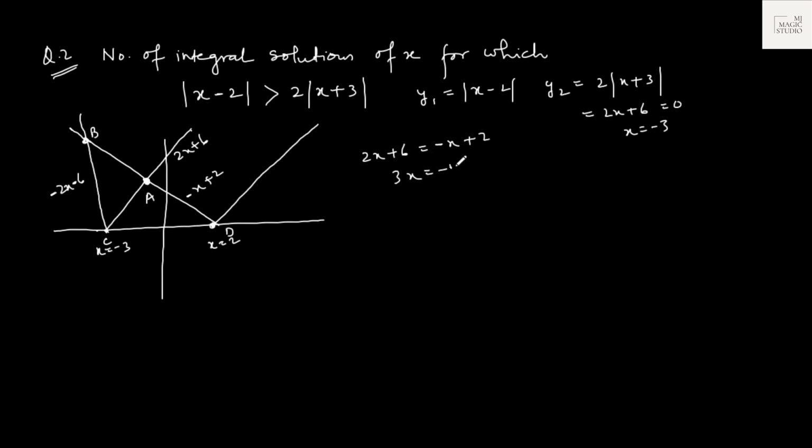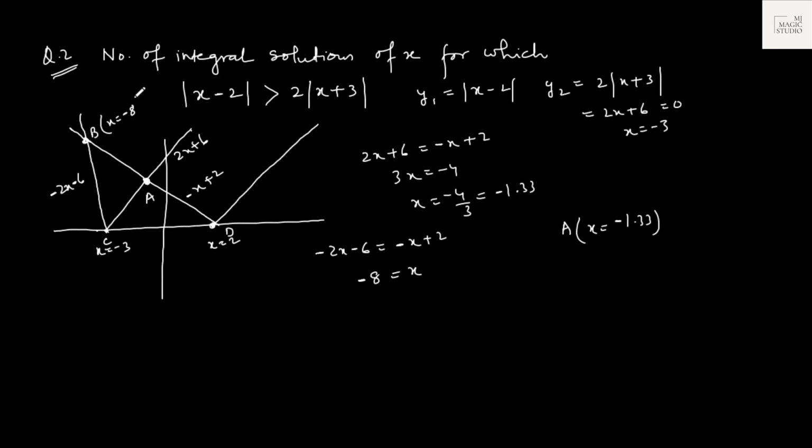That means 3x is minus 4. X is equals to minus 4 by 3, that is minus 1.33. So this particular point A is x equals to minus 1.33. To find the value of B, I will equate minus 2x minus 6 with minus x plus 2. So if it comes here, it is x, and this will be minus 8. X is equals to minus 8. At B, x is equals to minus 8.